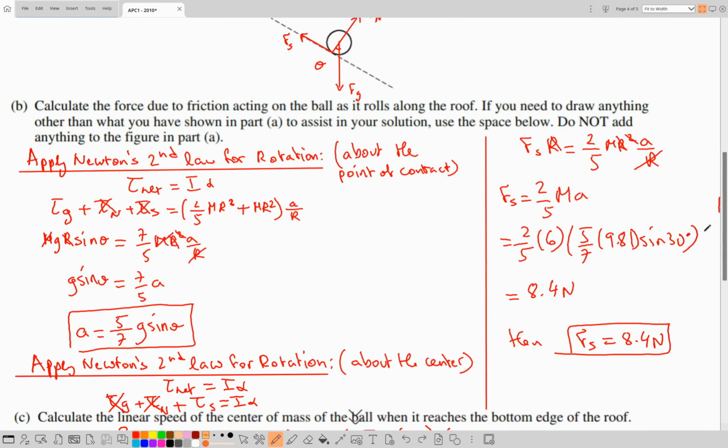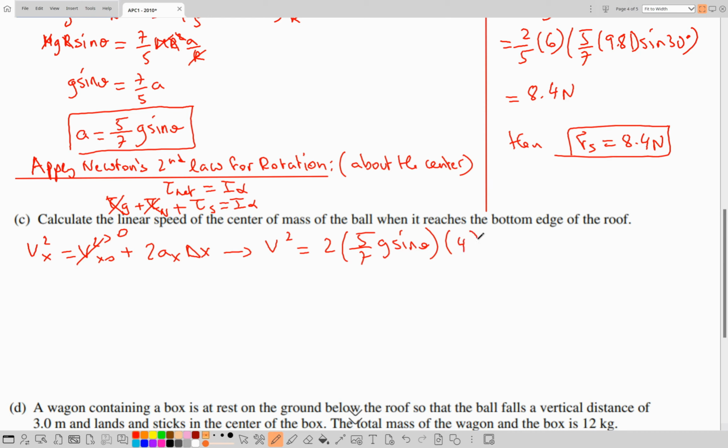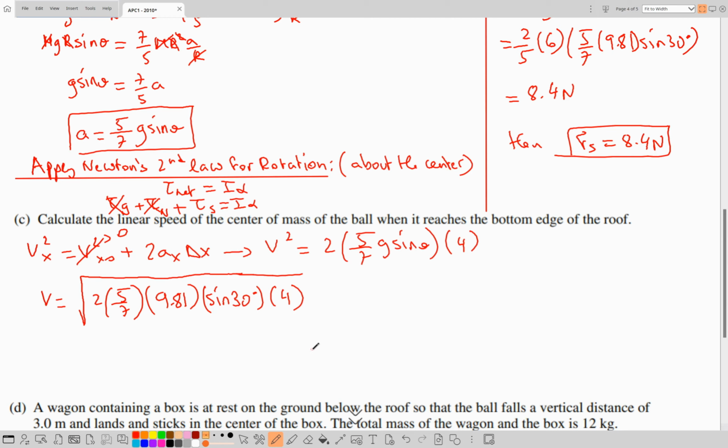And that would be 4. Now v in this case is given by the square root of 2 multiplied by 5/7 multiplied by 9.81 multiplied by sine 30 and multiplied by 4. Plugging this expression on the calculator, we're gonna find that the linear speed at the bottom edge of the roof is given by v, which is equal to 5.3 meters per second.